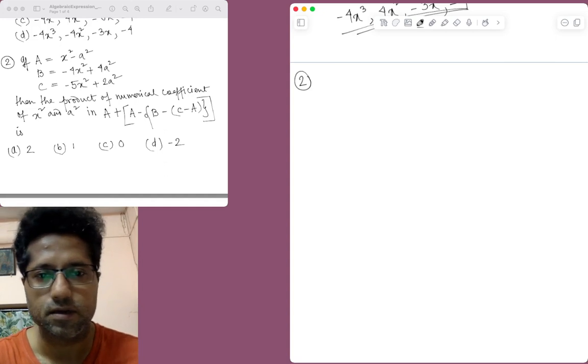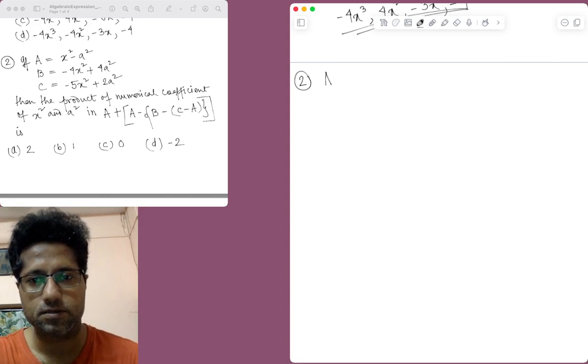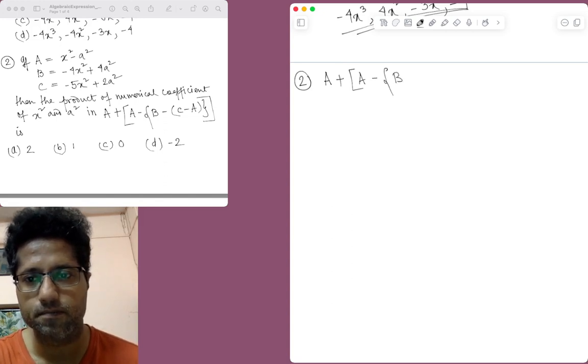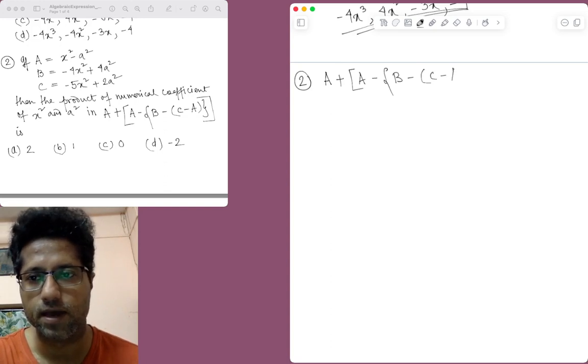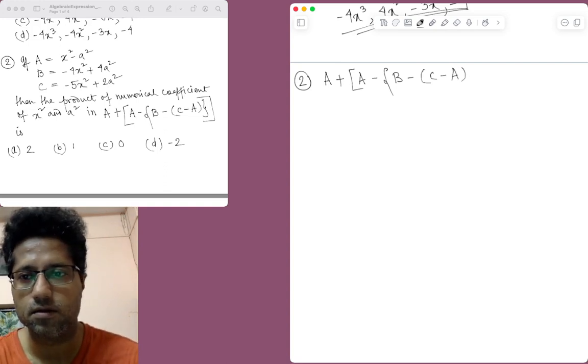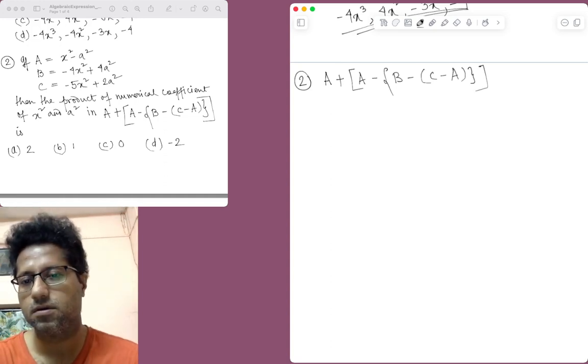Now let's first look at this simplification, another concept, the simplification of algebraic expressions where we have grouping symbols. The square bracket, curly brace and parentheses are known as grouping symbols. So how do we do this kind of simplification? We have to first remove the innermost grouping symbol. In this problem, the innermost grouping symbol is this.